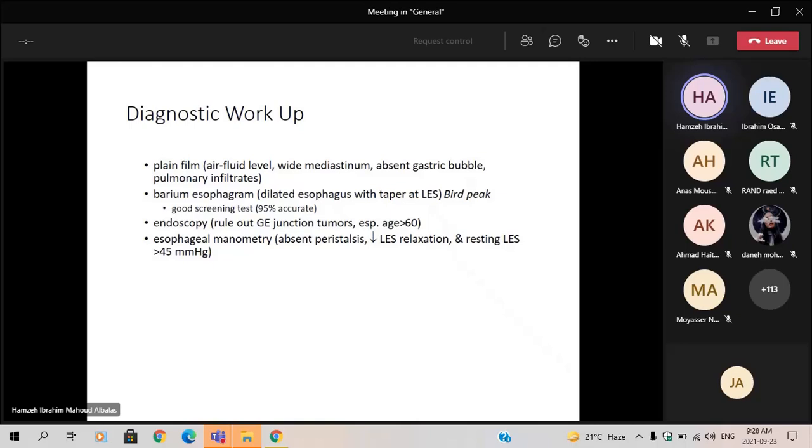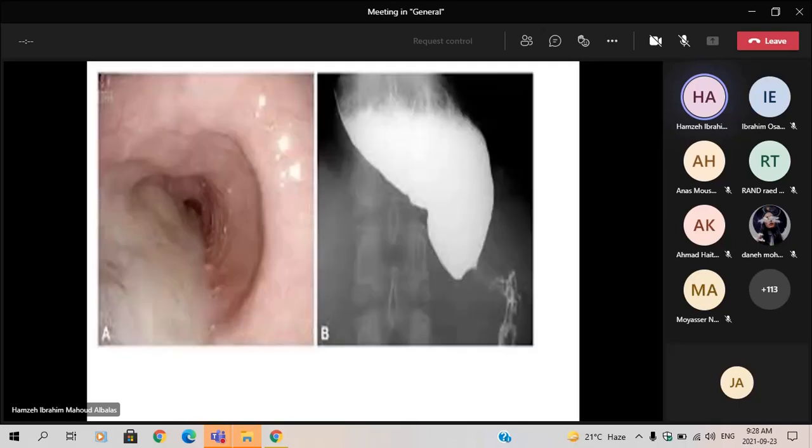Esophageal manometry: absent peristalsis, decreased lower esophageal sphincter relaxation, and resting lower esophageal sphincter pressure more than 45 millimeters of mercury. This is in the picture on the left side. Picture A is an endoscopy of a patient who presented with food in his esophagus. This is the esophagus, and this is the food. So the patient may present with food regurgitation and nocturnal cough.